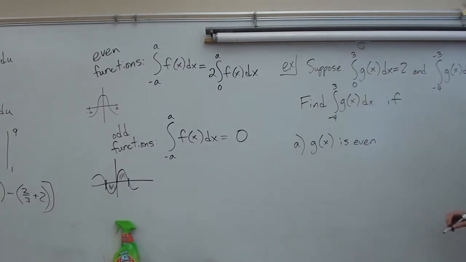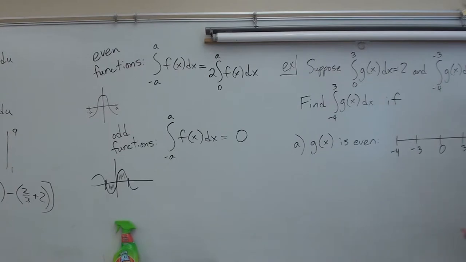Alright, so if g of x is even, now there's a method for doing this that I use. This is not a requirement, this is just how my brain processes these problems. I make a quick number line and put all the limits on there: negative 4, negative 3, 0, 3. I always go negative to positive and include all the negatives and positives of all the limits.